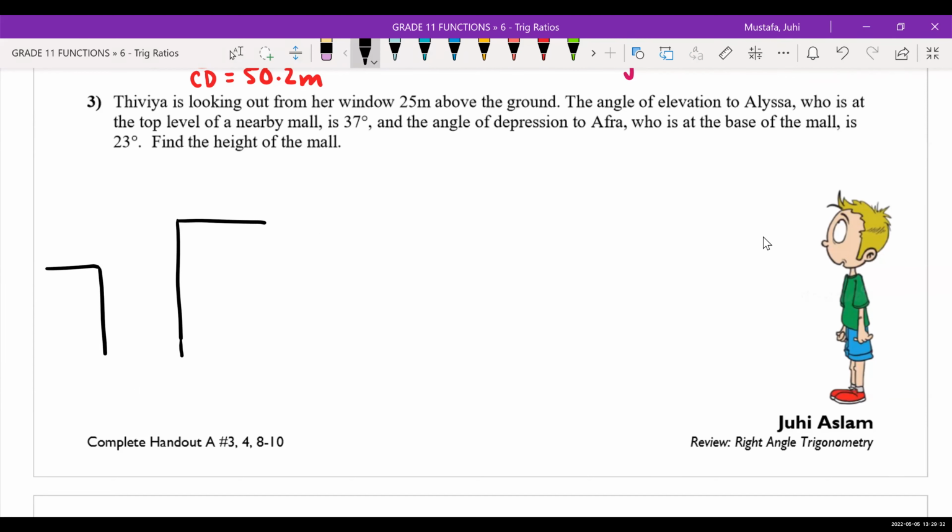Okay, now we know Thivia is maybe looking up from her window. I'm just going to assume her window is like right over here to make the diagram a little bit easier. And I know from the ground to her window, it's 25 meters. So this measurement right here is going to be 25 meters.